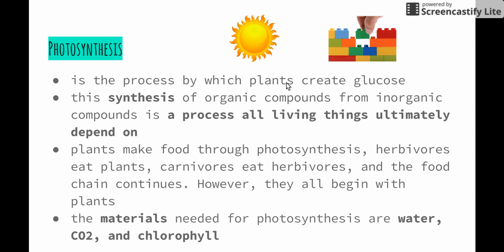And to meet the other part of the dot point, the materials needed for photosynthesis are water, which the plants get from the soil, which they're drawn up through their roots, carbon dioxide, which enters the leaves of the plants through the stomata, and chlorophyll, which is found in the chloroplast of the leaves.